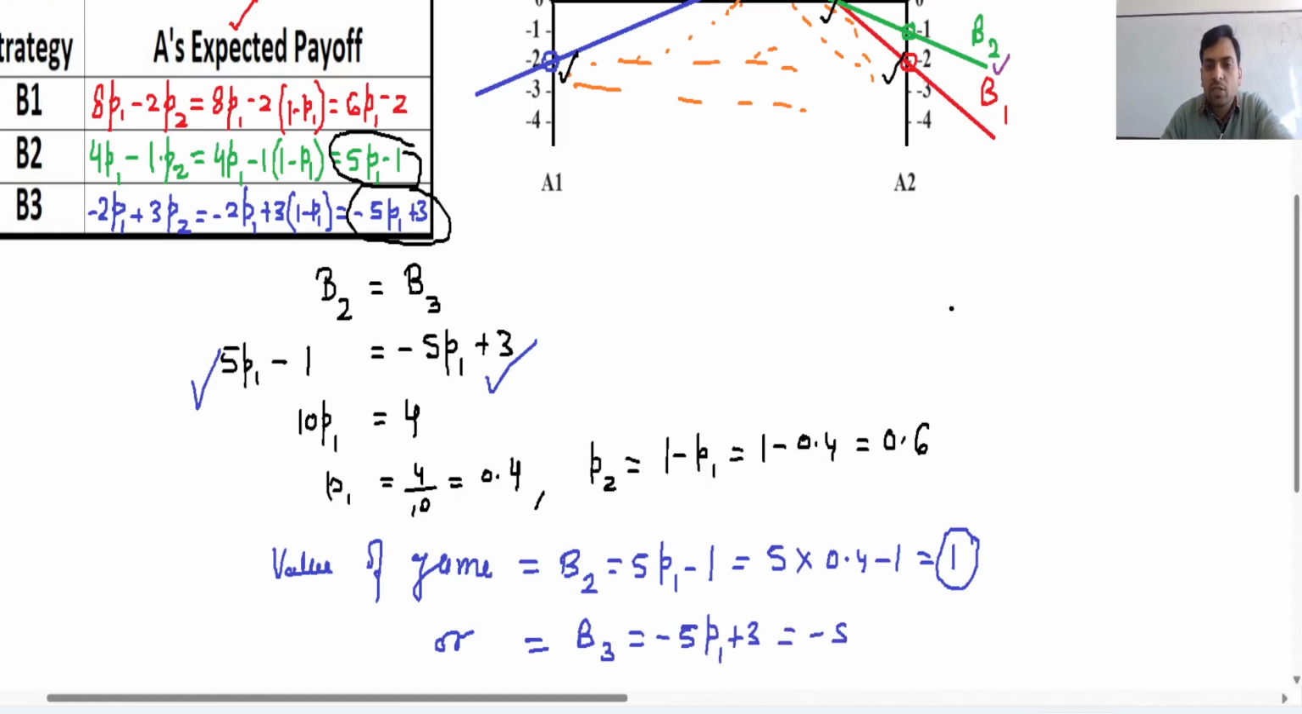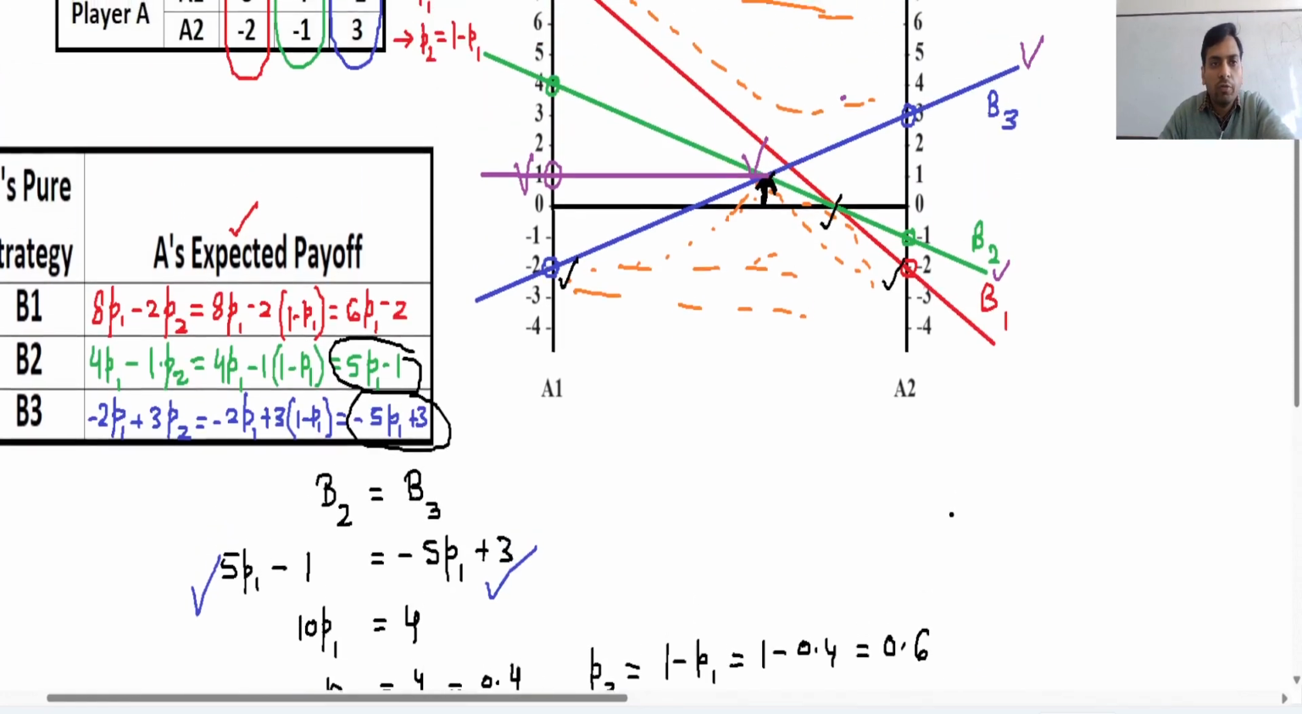So this is minus 5 into P1, which is 0.4, plus 3. So this is minus 2 plus 3, and your value of game is 1. From both you are getting the same value of game, that is 1. So this is the verified answer, the verified value of game.